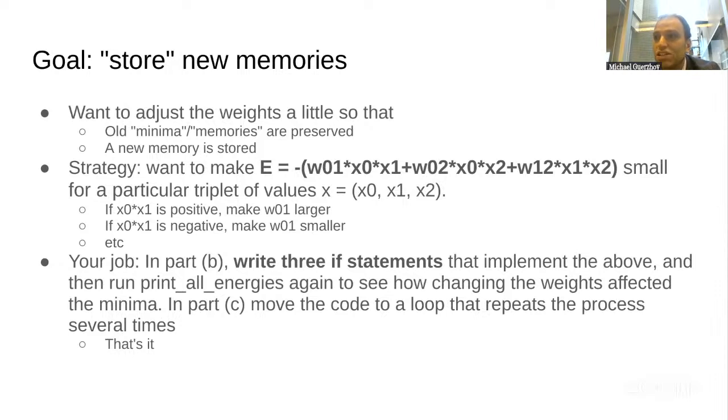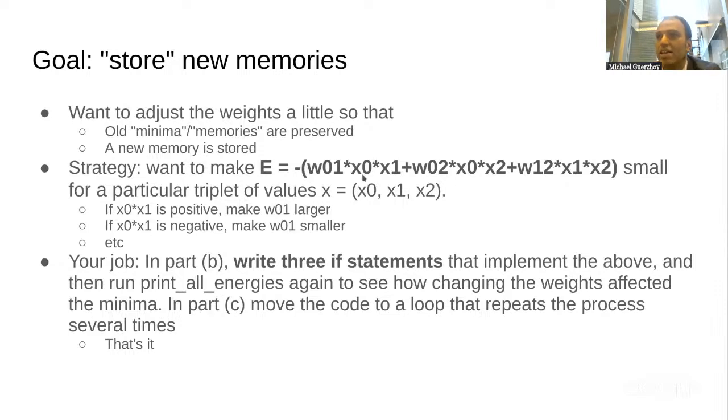And the strategy is like this. I want to make E small when I plug in x equals x0, x1, x2 for a particular x0, x1, x2. You have a memory x0, x1, x2 in mind, like -1, 1, 1 in question 3. So how do I do that? Well, I want to make this guy as small as possible. That means I want to make the thing inside the parentheses as large as possible. So how do I increase it?